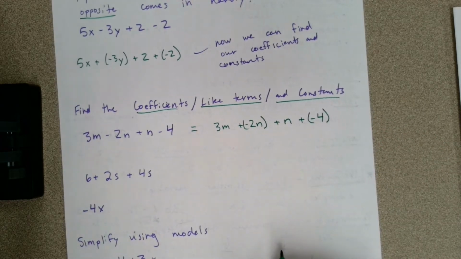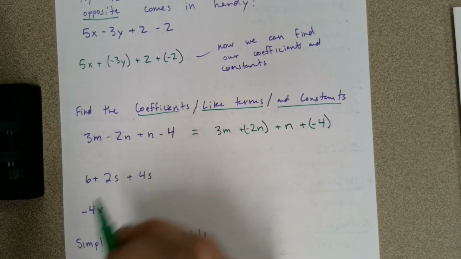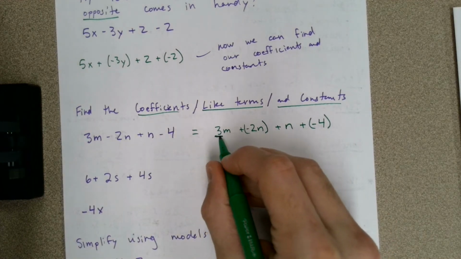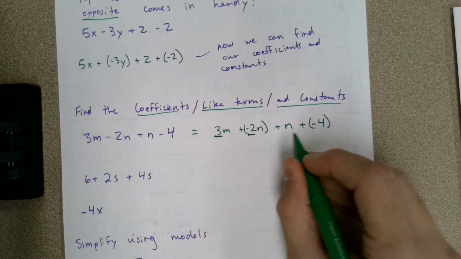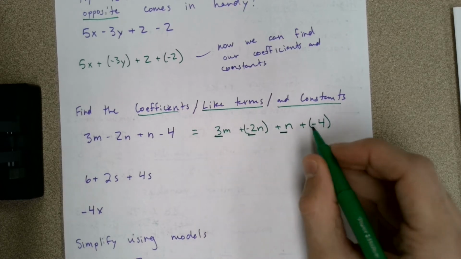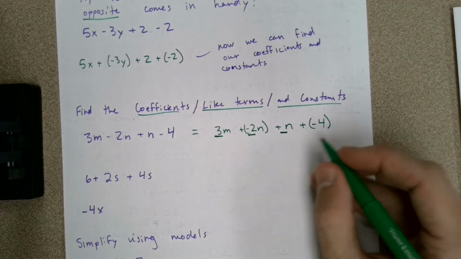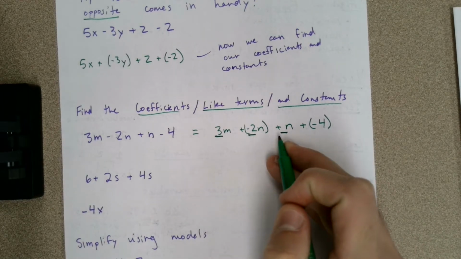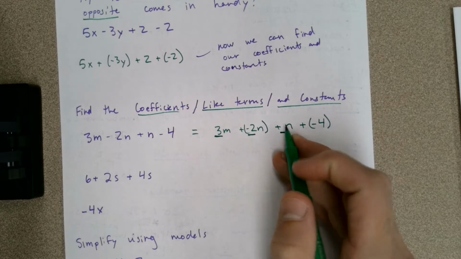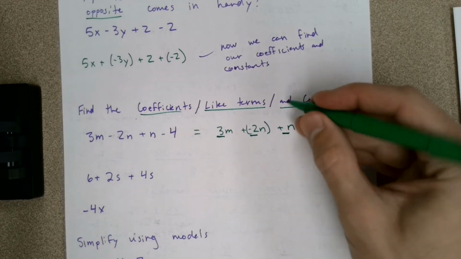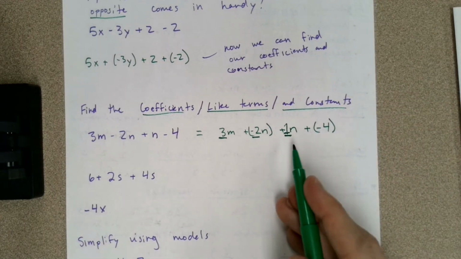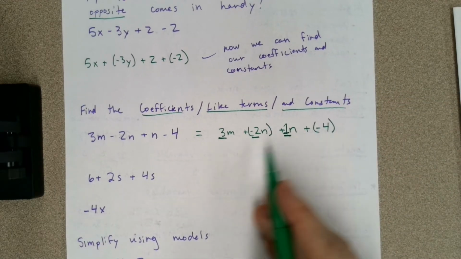All right, right away I'm going to start by finding the coefficients. I see 3 is attached, negative 2 is attached. I know there's something right here, but it's not there right now. We'll talk about that in a second. So we got coefficient 3, coefficient negative 2, and a coefficient right here, but I haven't said that yet. All we have is n, but I know that that is really the same as 1n. So our coefficient there would be 1.